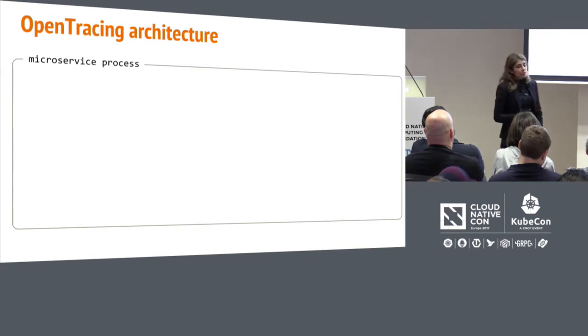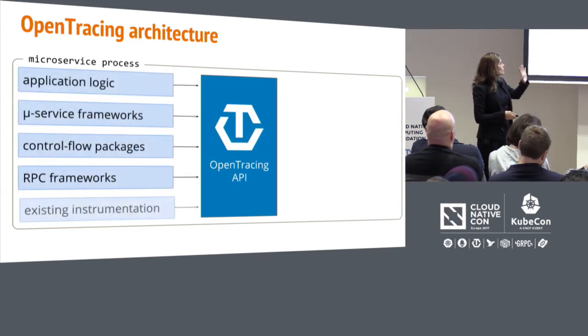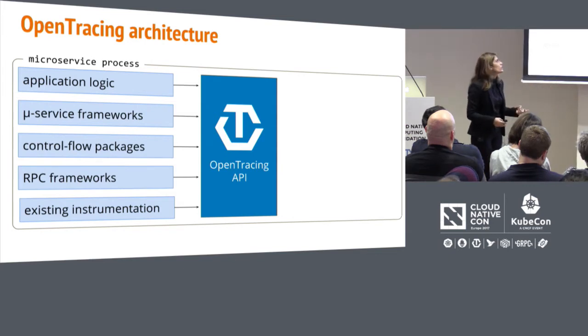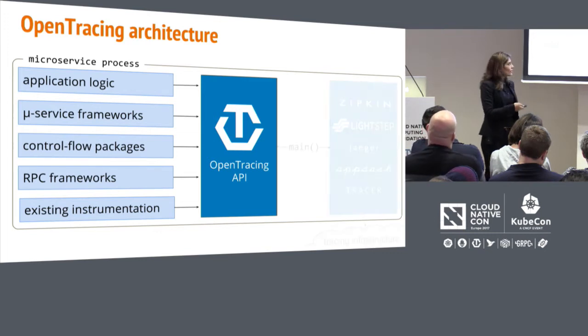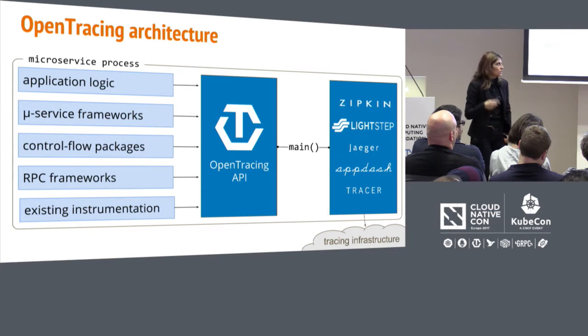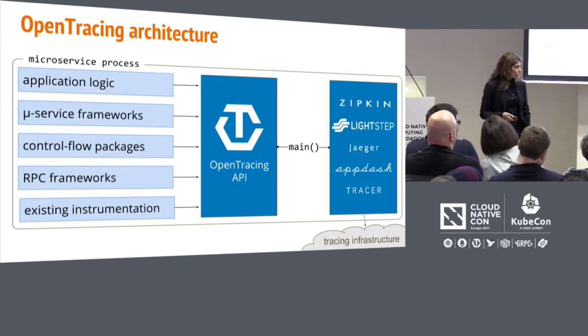So when we think of the OpenTracing architecture, it's important to know it's an API that sits in the middle. On one side, there is the actual application where there's the logic, the RPC framework, the other things, existing instrumentation. And then on the other side is actually the tracing systems, such as Zipkin, LightStep, Jaeger by Uber, which is just going to be open sourced.